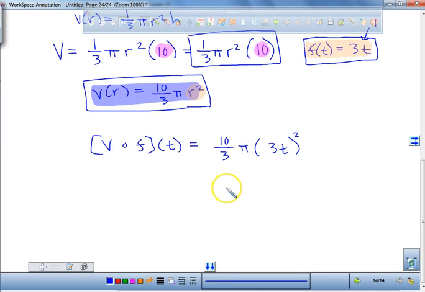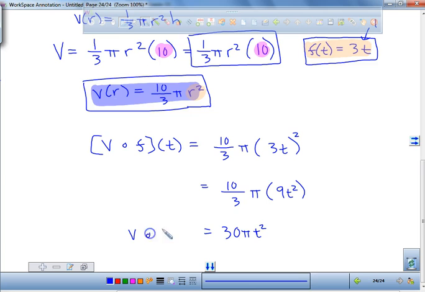So what is 3t times 3t? What is that equal to? That's equal to 9t squared. What is 9 times 10? 9 times 10 is 90. 90 divided by 3 is 30. 30 pi, small t squared.